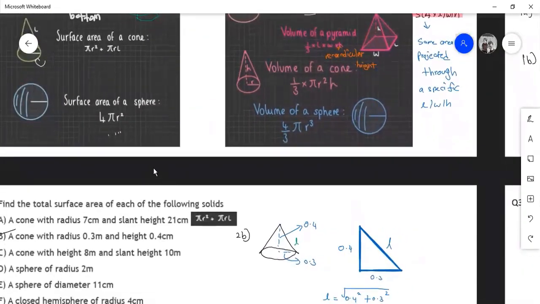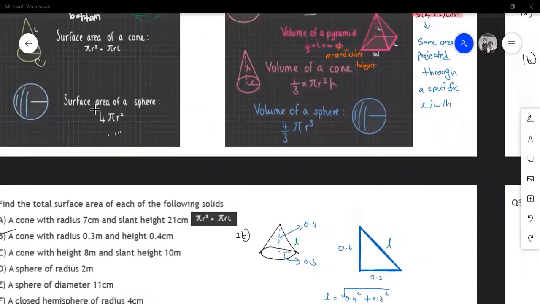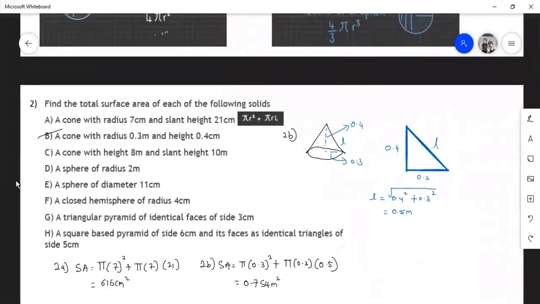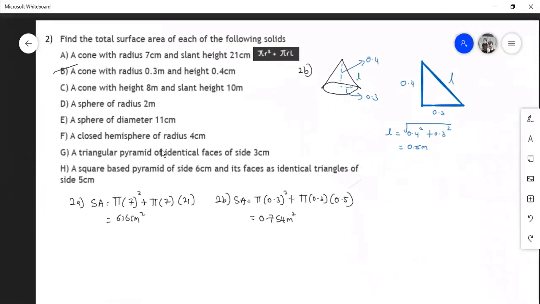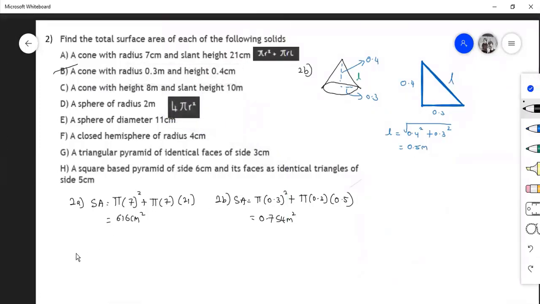Surface area of a sphere is given up here. I'm going to put it down there. Okay, let's paste it here. It's easier for us to see and do. Okay, here's sphere. So I'm going to do question 2D now.